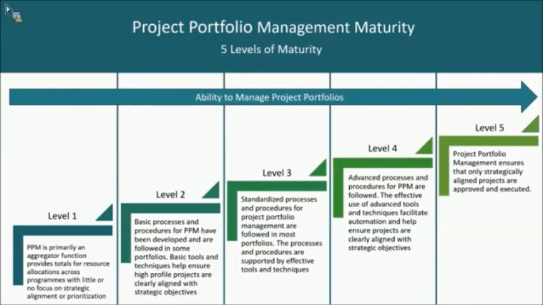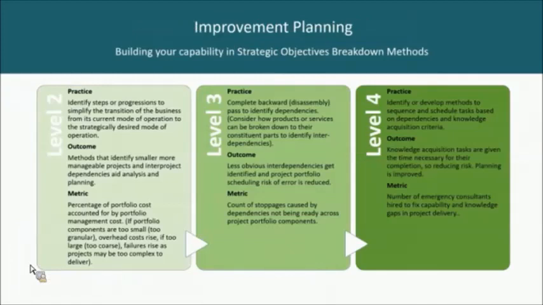And we want to drive you, or clients, or members, or our partners' clients to level 4. Advanced processes and procedures for PPM are followed. And to do that, we will once again provide the guideposts, the steps, the guide in order to become more mature, more capable project portfolio management. In this case, we're looking at strategic objective breakdown method. Then we have a look at a level 2 practice there. Identify steps or progressions to simplify the transition of the business from its current mode of operation to its desired mode of operation. Again, pretty self-evident.